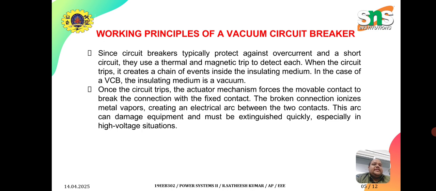Once the circuit trips, the actuator mechanism forces the movable contact to break the connection with the fixed contact. The broken connection ionizes the metal vapors, creating the electric arc between the two contacts. This arc can damage equipment and must be extinguished quickly, especially in high voltage situations.